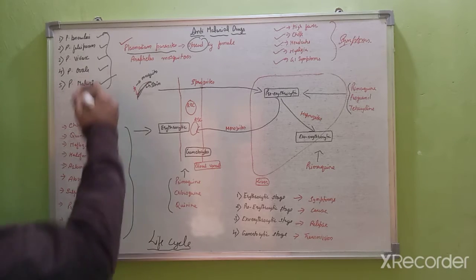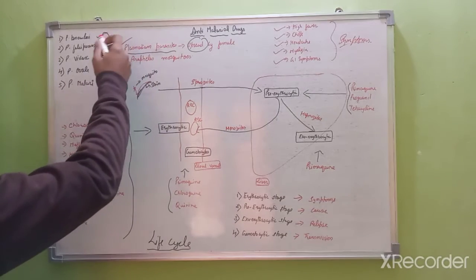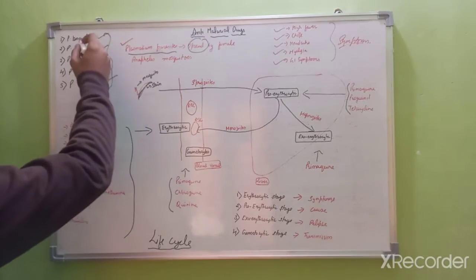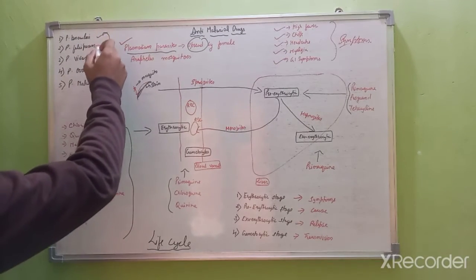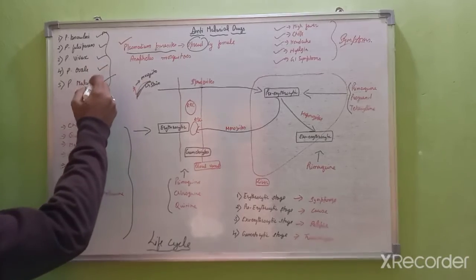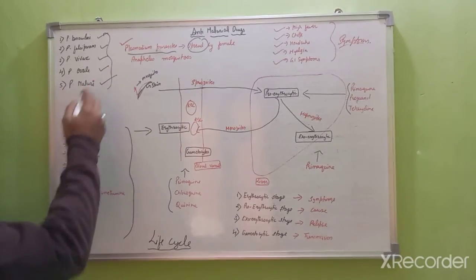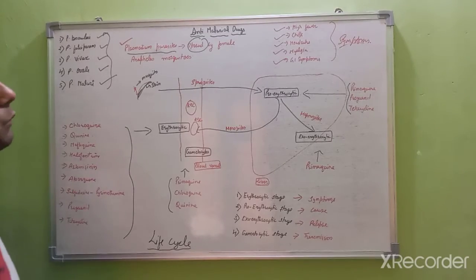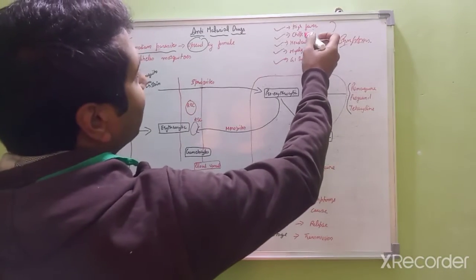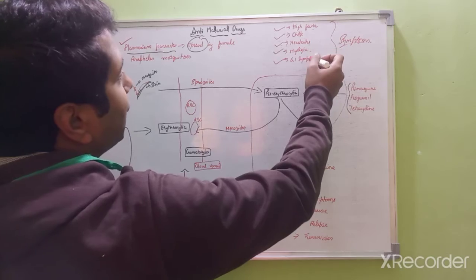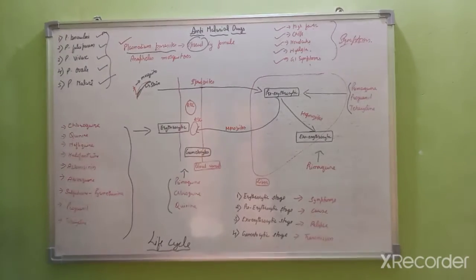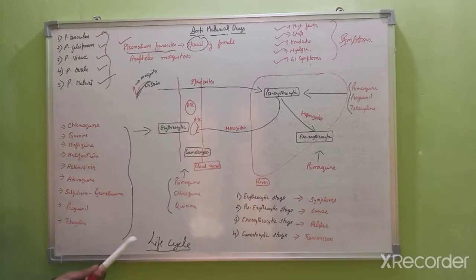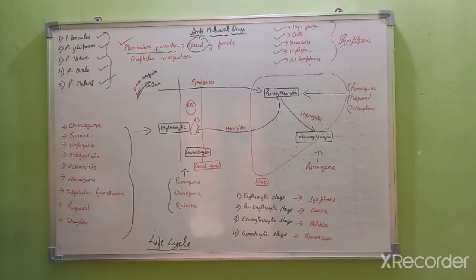These are the different species of the Plasmodium parasite: Plasmodium knowlesi, Plasmodium falciparum, Plasmodium vivax, Plasmodium ovale, and Plasmodium malariae. The symptoms of malaria include high fever, chills, headache, myalgia, and GI symptoms. So, let's discuss the life cycle of malaria.